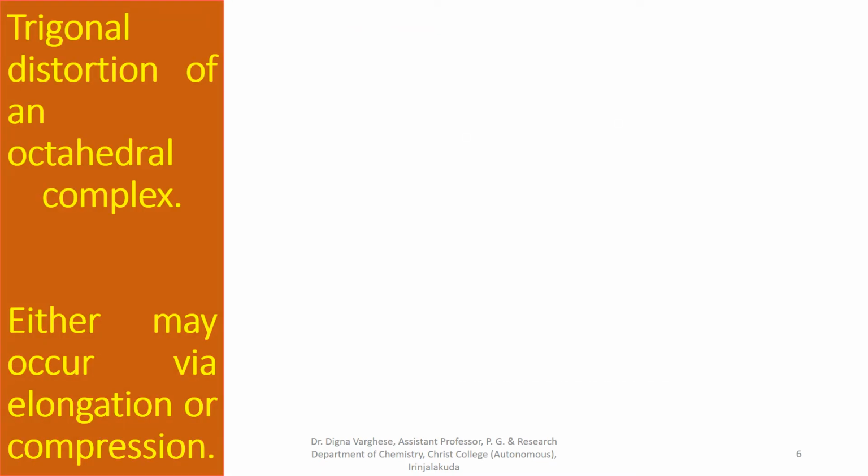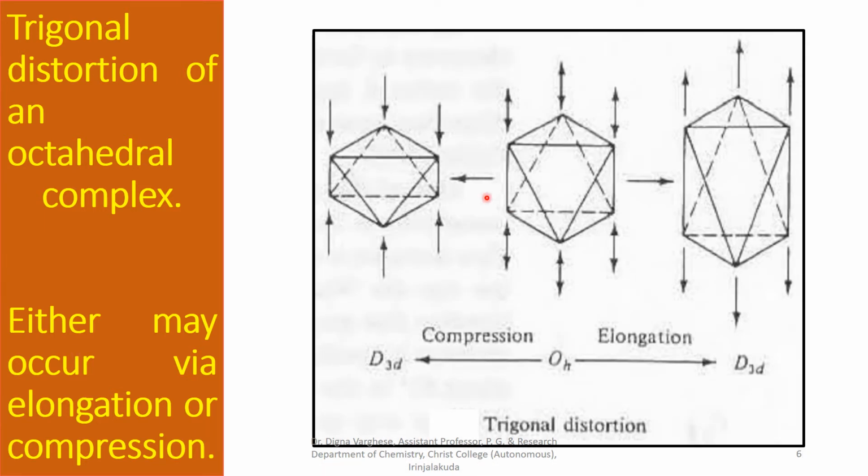Distortion of an octahedral complex that we have already seen may occur via elongation or compression. Here you can see a regular octahedral geometry. After compression, the symmetry changes to D3d. After elongation, the symmetry changes to D3d. This is actually known as the trigonal distortion.